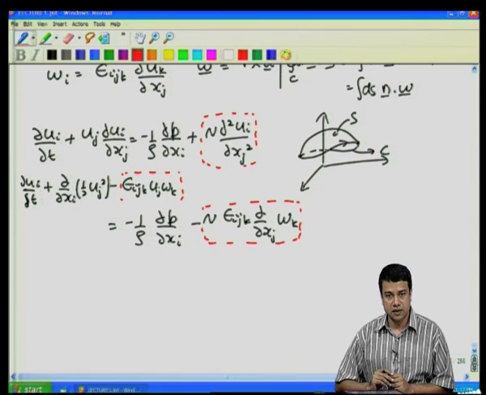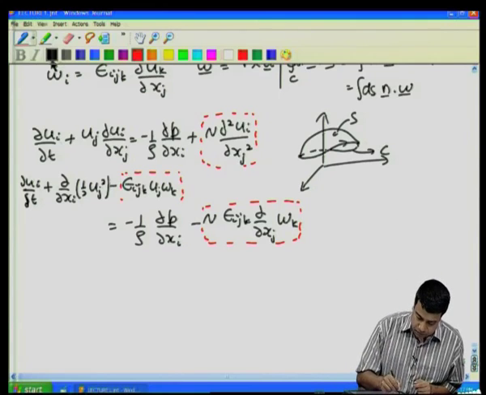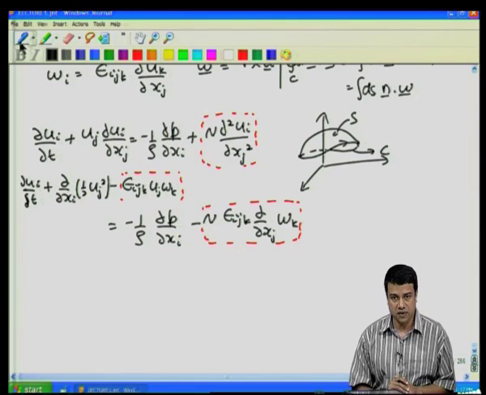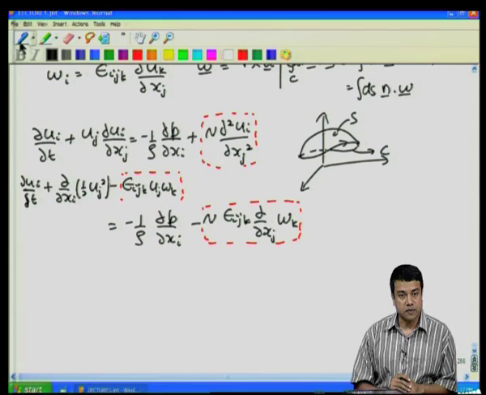Now, what happens for the situation where the vorticity is non-zero? Okay, so, that is the next question that we will look at. In that case, one should be able to get an equation for the vorticity by just taking the curl of the momentum equation for the velocity field. So, I take the curl of this momentum equation in order to get an equation for the vorticity.